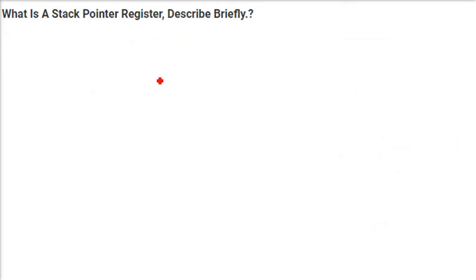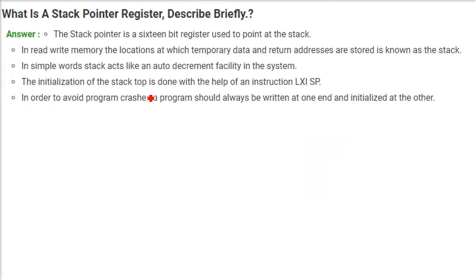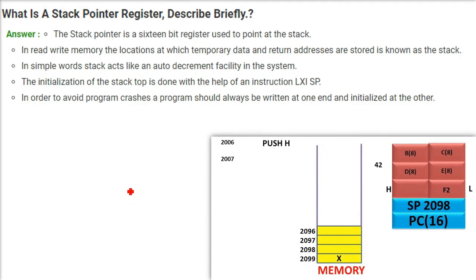What is a stack pointer register? Describe briefly. We'll talk about stack in a while, but the stack is an area in random access memory which is given for temporary storage of data. When we implement a stack, it is in the RAM. This is how it is logically seen. Stack is data one over another, so the last input data will be the first to be output, last in, first out.